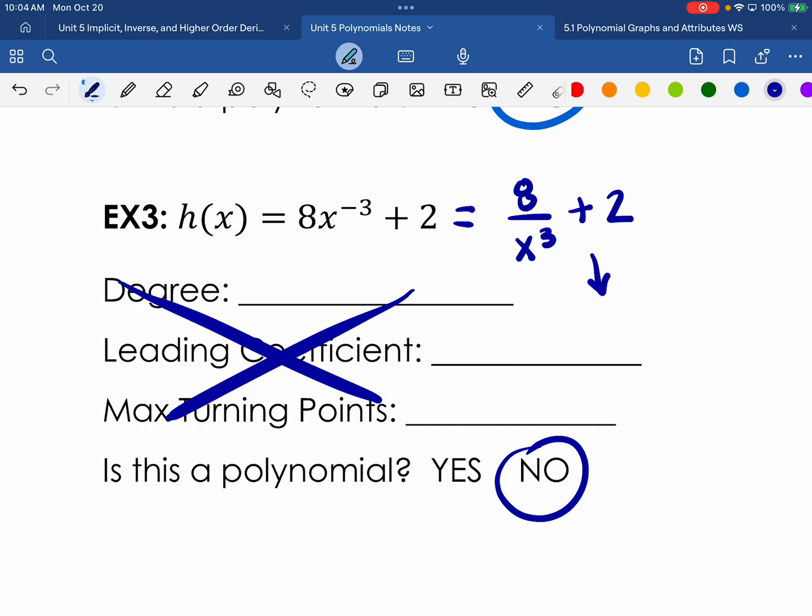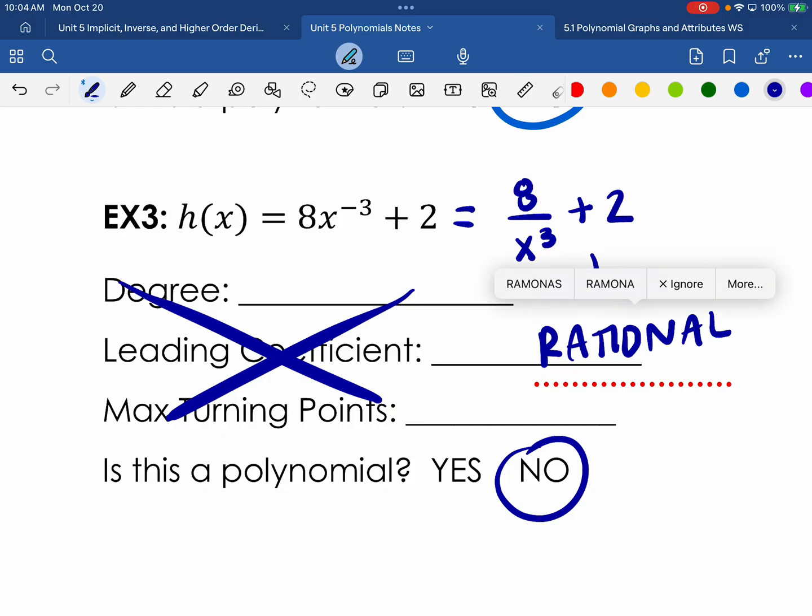What kind of function is it when x is on the bottom? Rational. All right, so when x is on the bottom, it's a rational function.